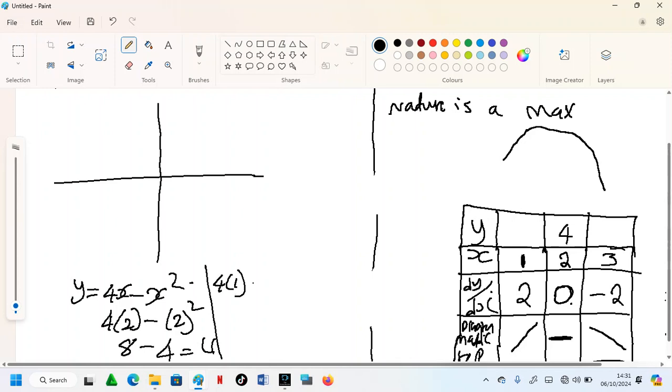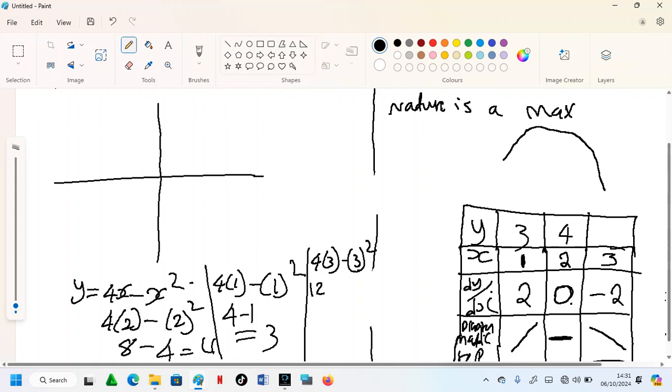We need to put 1 inside. So 4 times 1 minus 1 squared. That should give us 4 minus 1, that is 3. And then we need to put 3 also: 4 times 3 minus 3 squared, that is 12 minus 9, and that gives us 3. Then we plot that. Let's say this is 1, 2, 3. So (1, 3) will be there, (0, 4) is going to be somewhere there, and then (3, 3).